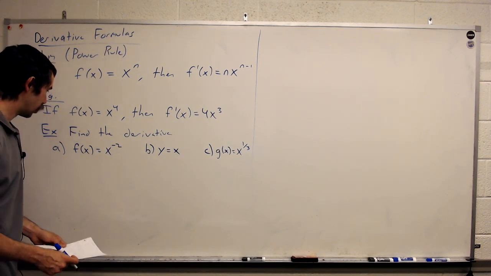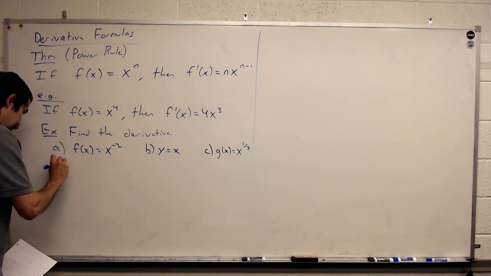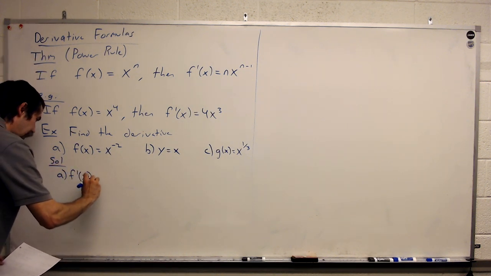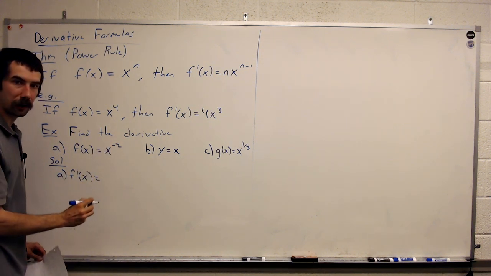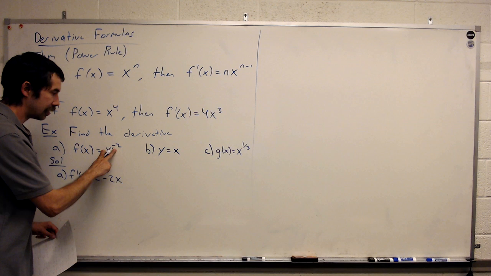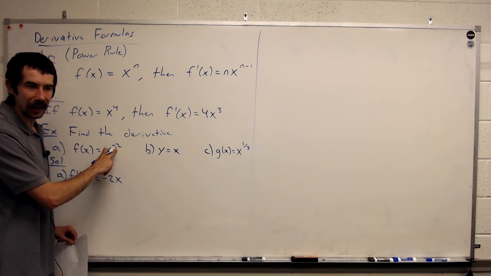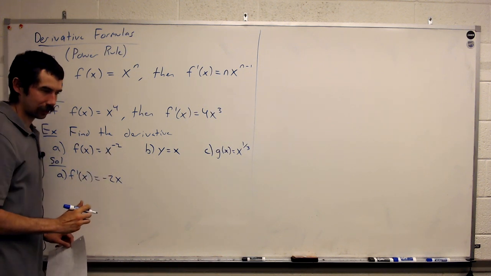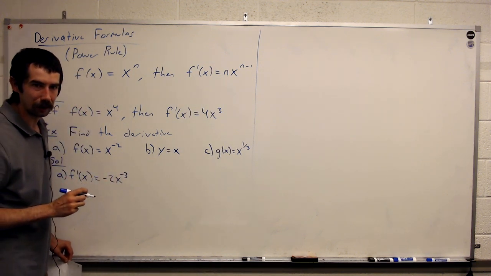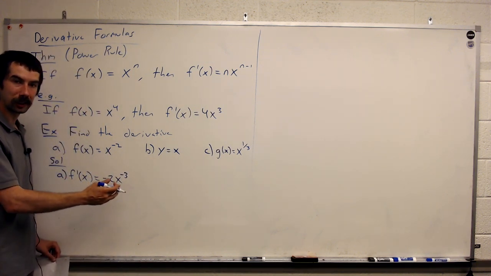All right, so let's work through these. For A, f prime of x equals, bring the power in front, negative 2, x to the negative 2 minus 1, negative 3. I know some of you had the exponent as negative 1, but it's negative 2 minus 1, which is negative 3.